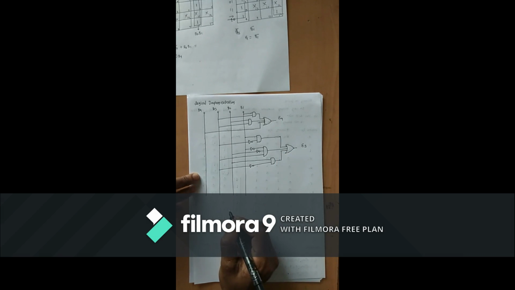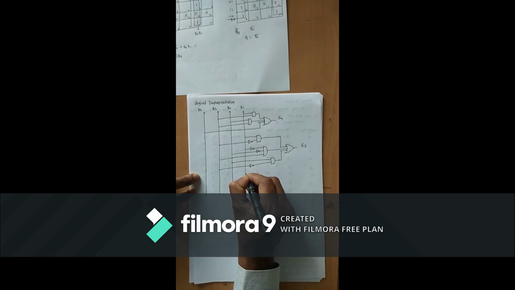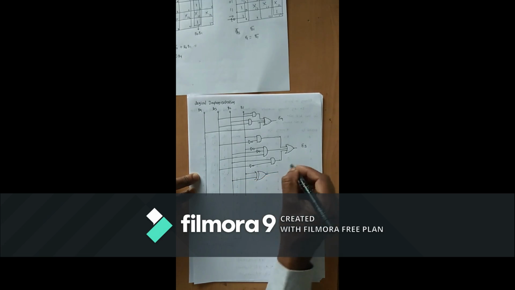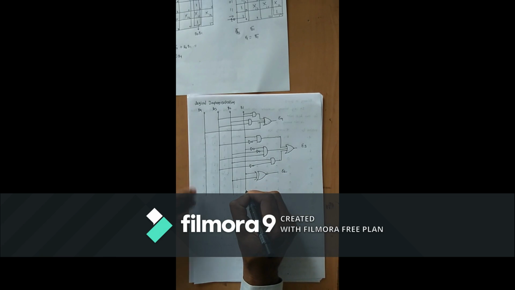Then go with E2. For E2 we need B2 and B1 XORing with each other, so B1 as well as B2 are going to XOR with each other, and it will be used as the exclusive OR, E of 2. The last one is B1 complement. It will be used as E1.